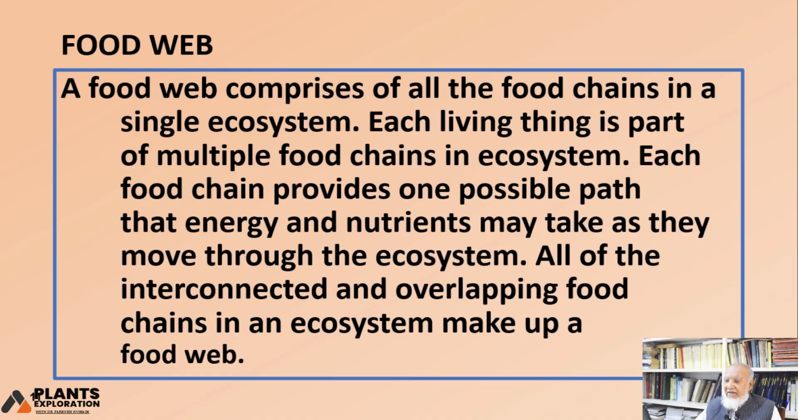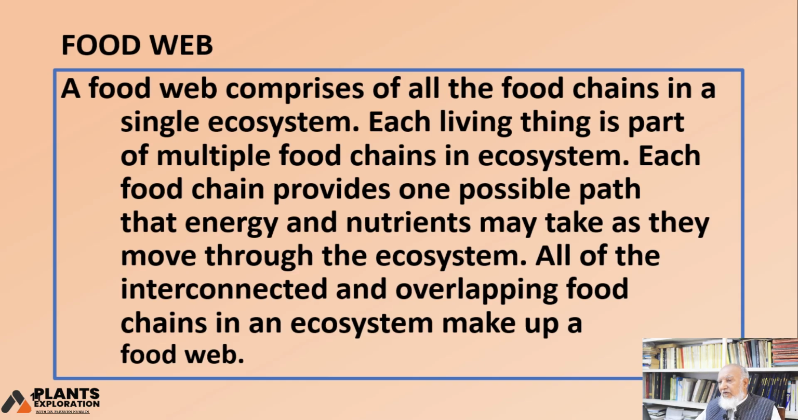All of the interacting and overlapping food chains in an ecosystem make a food web. Whenever there is overlapping, whenever there is interconnection, whenever one chain crosses another chain, that makes a web, a jal. That web is known as a food web.